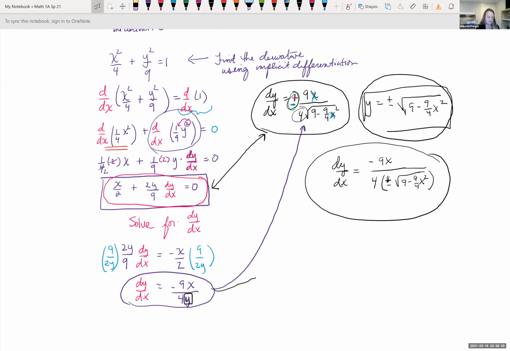Okay, so a lot faster, and a lot of times you don't have to solve for y. So when you use implicit differentiation, you just leave it in terms of both x and y.